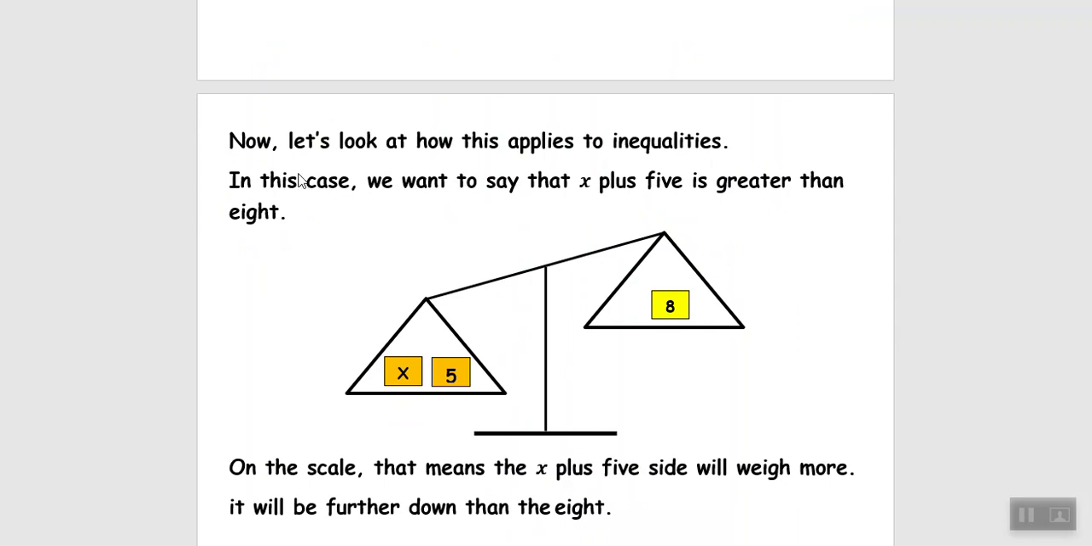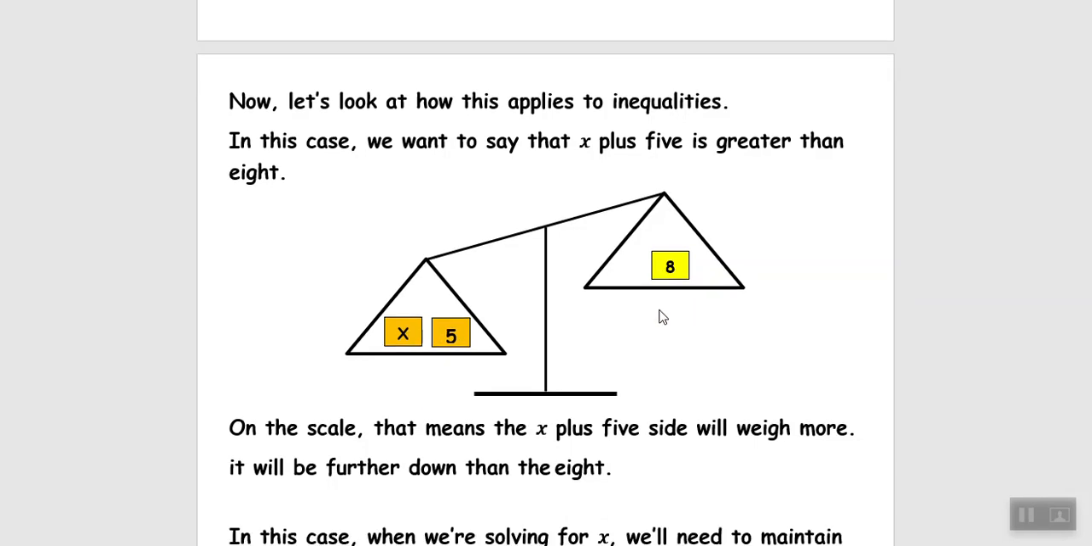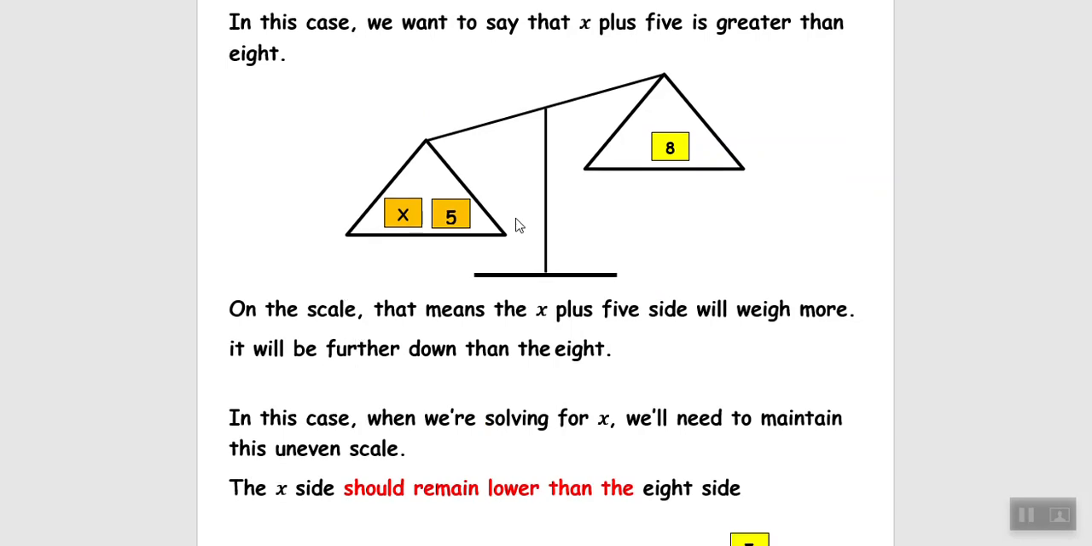Now, let's look at how this applies to inequalities. There is the scale here. In this case, we want to say that x plus 5 is greater than 8. X plus 5 on the left side is greater than 8 on the right side. On the scale, that means the x plus 5 side will weigh more, will be heavier than 8. It will be farther down.